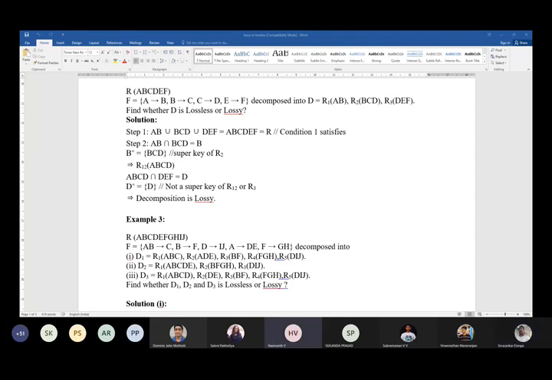Yes, sir. So can you solve the subdivision 2 and get us the answer? Yes, sir. I'm doing it. I'll post it, sir. Right. So others also can work on it.